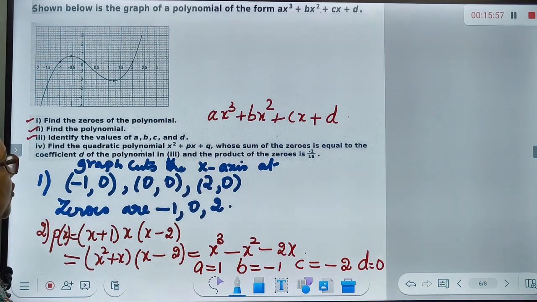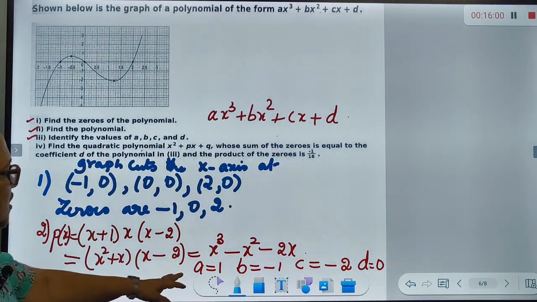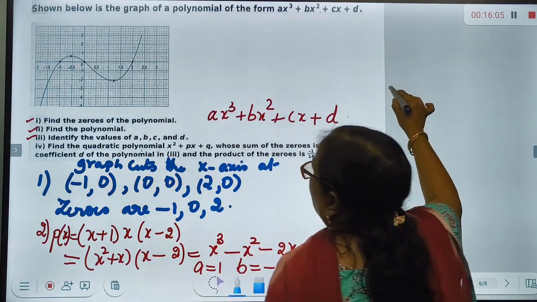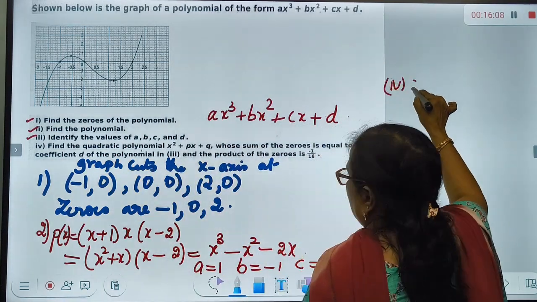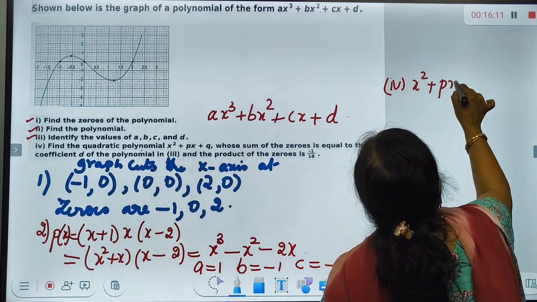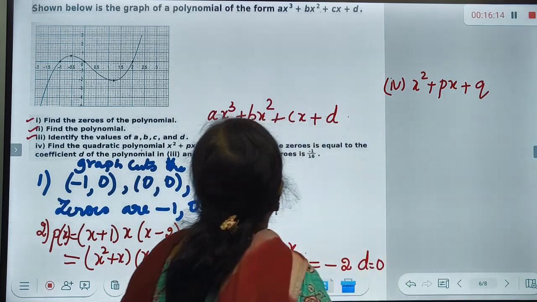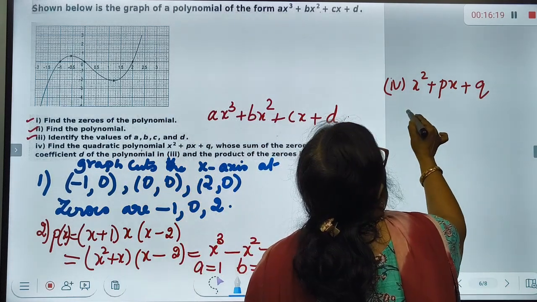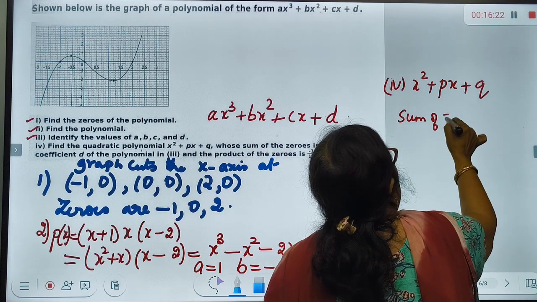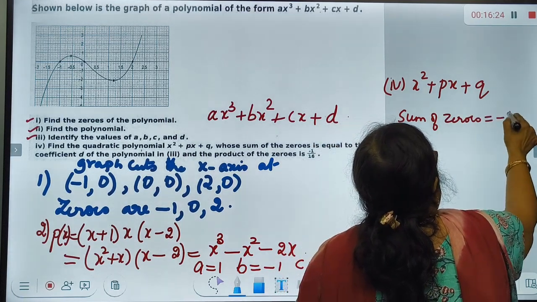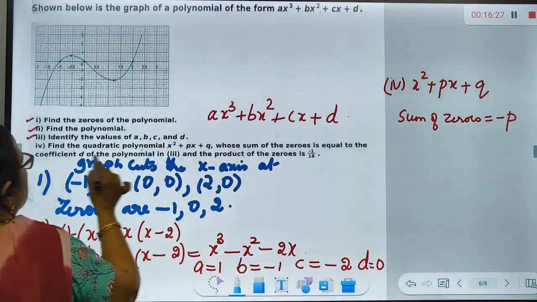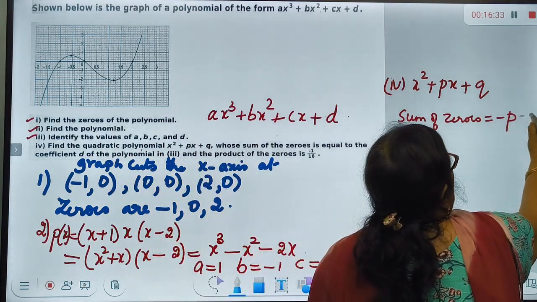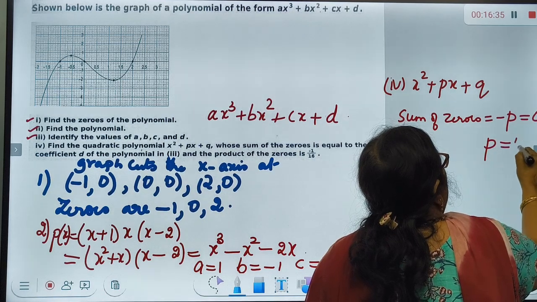Now find the quadratic polynomial. Next question. So this we have done by comparing it with the given equation. Now find the quadratic polynomial, fourth one, x square plus px plus q, where what is given? Whose sum of the zeros is what? Sum of zeros is minus p. Whose sum of the zeros is equal to the coefficient d. Coefficient d is 0. So minus p is 0. So p equal to 0.